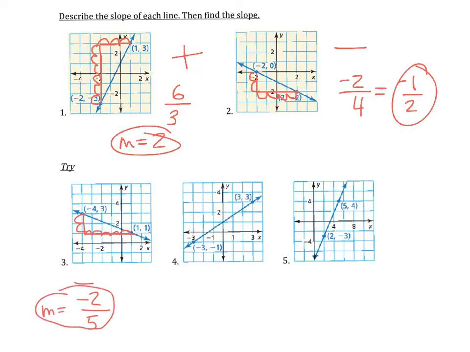M equals negative 2/5. Looking at number 4, going from left to right is going up, so I know it's going to be positive. Okay, let's count my rise and my run. So up 1, 2, 3, 4 over run 1, 2, 3, 4, 5, 6. So it is positive. I want to go ahead and reduce it. 4 and 6 are both divisible by 2. So 4 divided by 2 is 2. 6 divided by 2 is 3. And I get a positive 2/3 for my slope there.